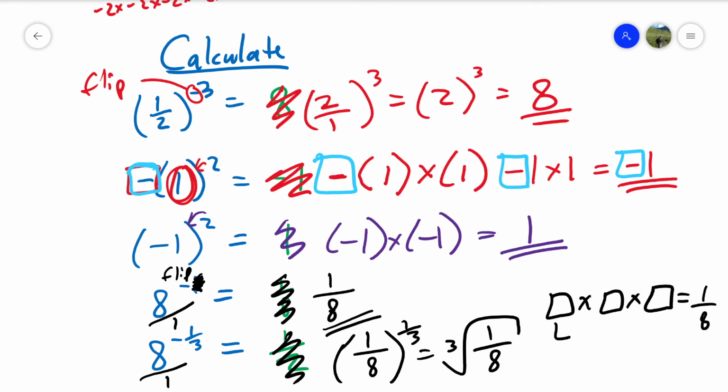But you know what? I like to draw it like this. So then you can think about it as what times what times what makes 1? Well, 1 times 1 times 1 makes 1. And what times what makes 8? Well, 2 times 2 times 2 makes 8. And that's the final answer.